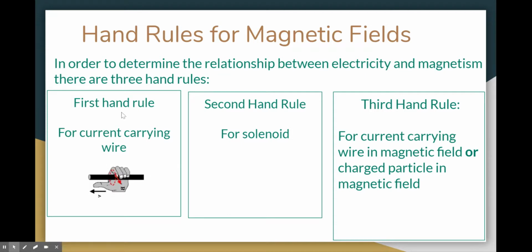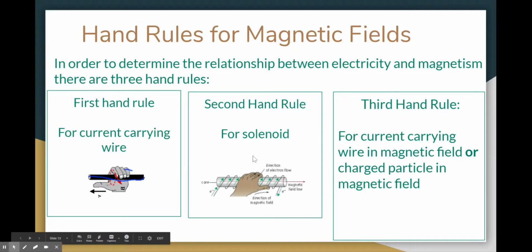So the first hand rule is for a current carrying wire. So in this picture down here, we have a wire. It's the black piece here. If I highlight it, you have this wire here carrying current, and in the picture it's showing current traveling from the right to the left, and then we have a hand that's going to demonstrate the rule for predicting the magnetic field.